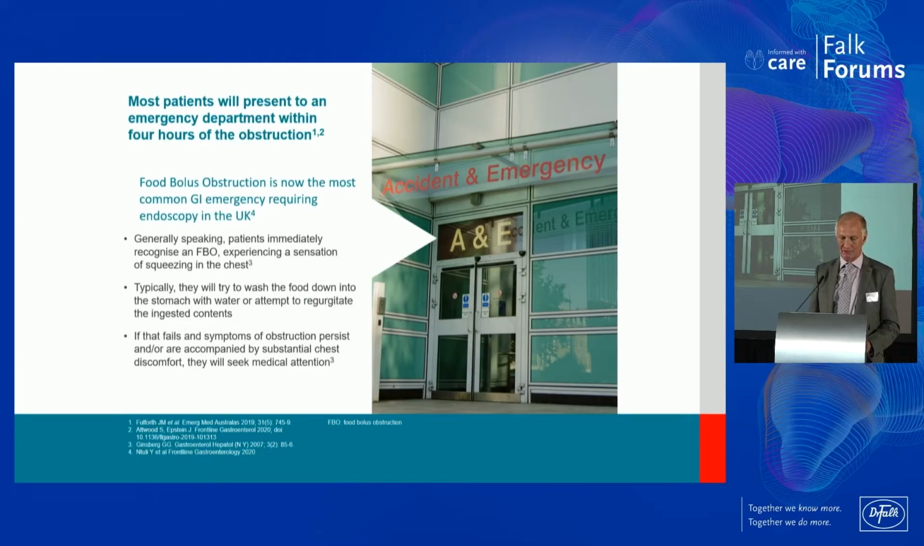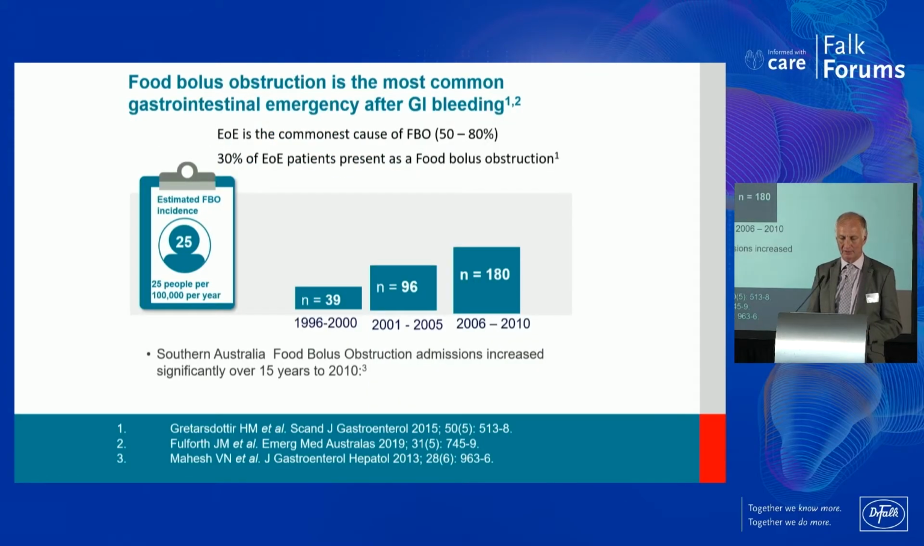But many of our patients just turn up in A&E. A third of the patients who have EOE present their first symptom to the doctor as a food bolus obstruction in A&E. It's not the first time they've had a problem, but it's the first time they've presented with it. And generally speaking, they'll come when they've got enough distress. They'll have managed for previous occasions on their own, but now maybe it's gone on for a couple of hours and they get anxious. They'll have attempted to wash it down with some fluids, and so they will come and seek attention in the A&E department. And it is now quite a common problem in A&E.